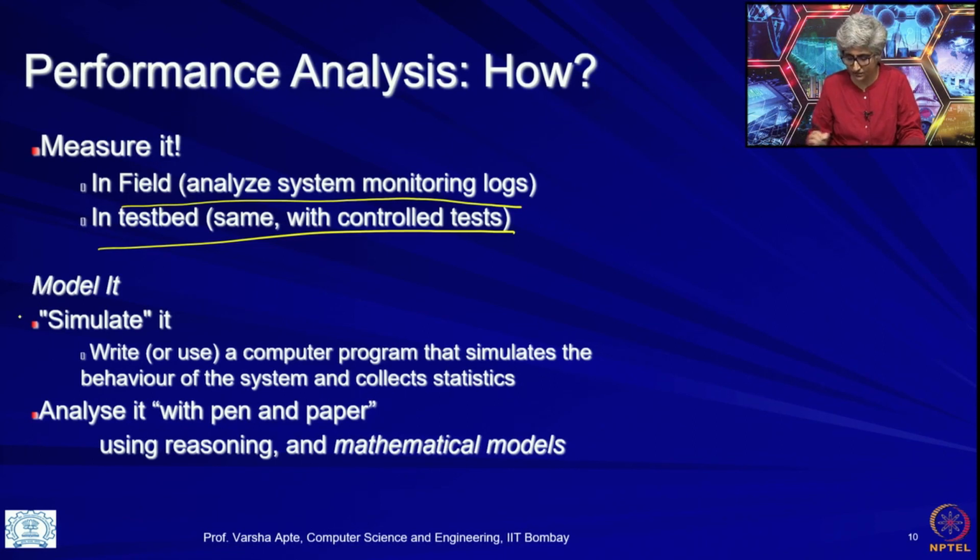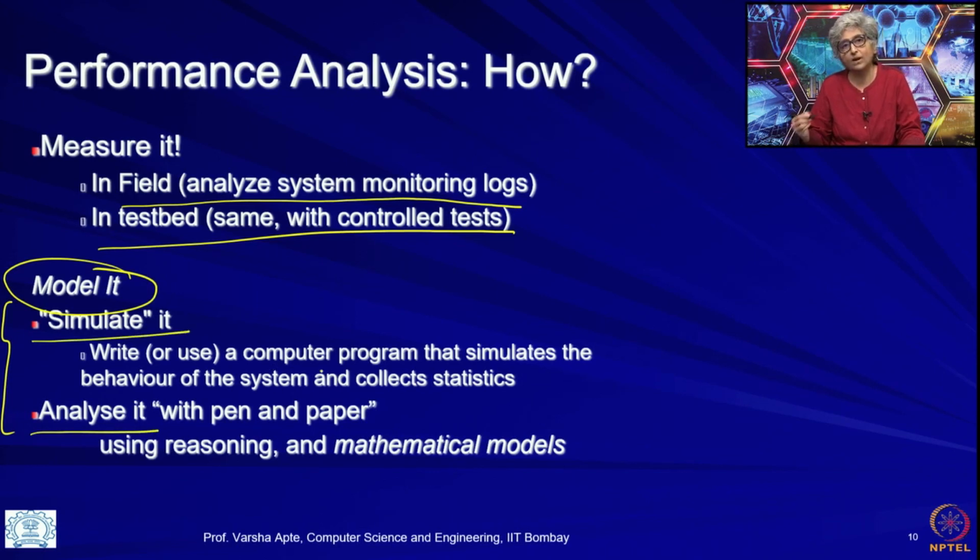The last thing here is the other two methods actually are in the category of modeling. Now, what is modeling? Modeling is what you need to do when you do not have the actual system to measure, or it is not possible to measure. So, here basically you create an artificial representation of the actual system. There are two ways to model anything. One is by simulation and another is analysis. In simulation, you basically write a computer program that represents the entities within the real system.